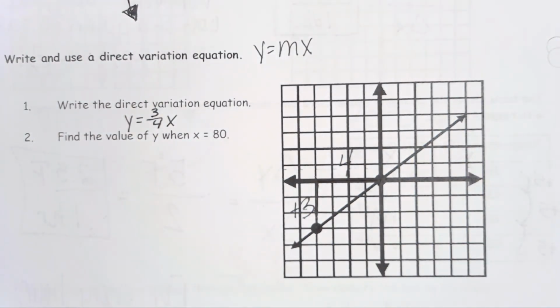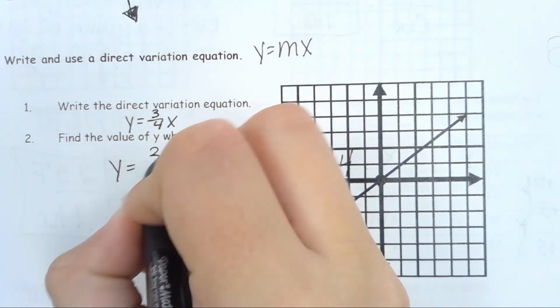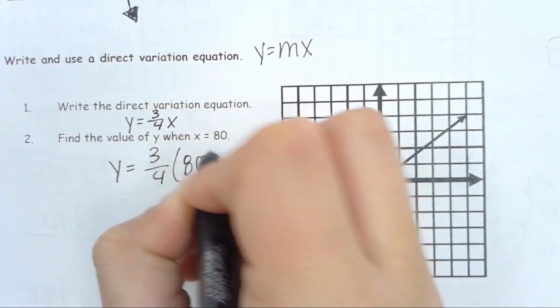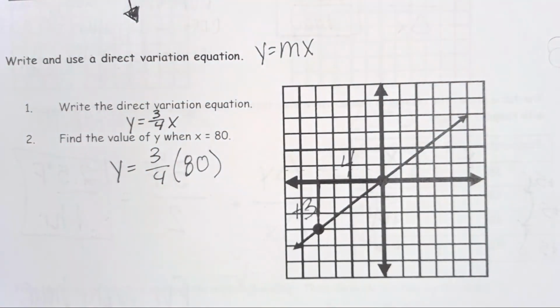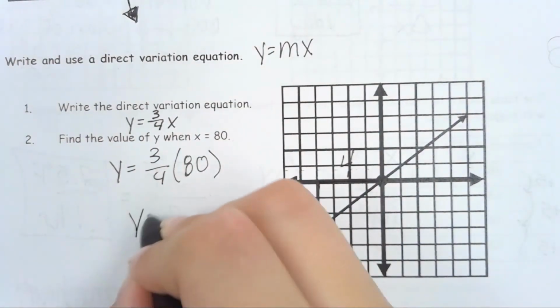And then number 2 says find the value of y when x equals 80. So all that we're going to do here is we are going to plug in 80 for x, and we are going to take 3/4 times 80, and if you plug that in your calculator, you're going to get y equals 60.